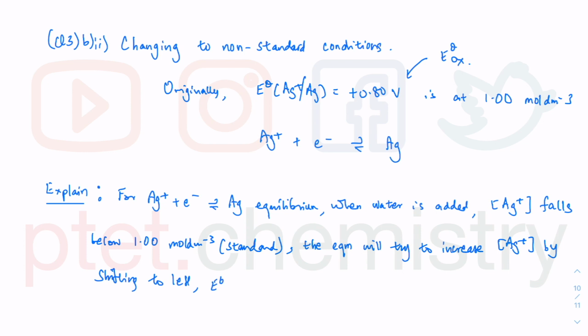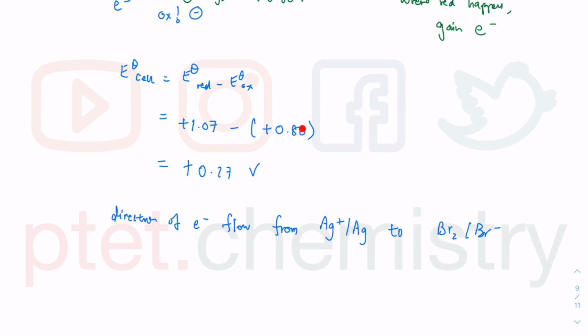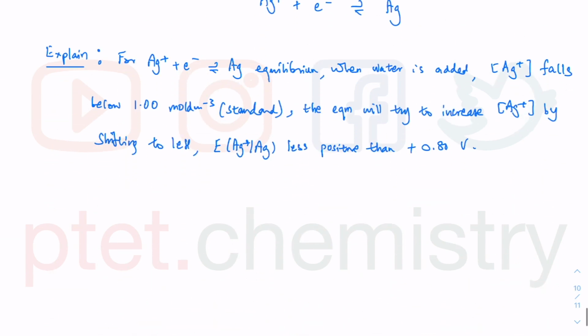Therefore, it's no longer E naught because it's no longer under standard condition, so I don't write the E naught anymore. I just write E, Ag+/Ag, less positive than +0.80 volt. And this is your E-ox. So just now, if this becomes less positive, then this 1.07 minus something which is less positive will become more positive. So this one will become greater than +0.27. Therefore, E cell becomes more positive as you are taking away the E-ox, which becomes less positive.